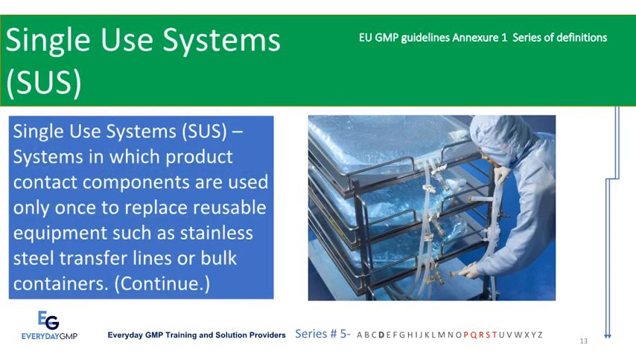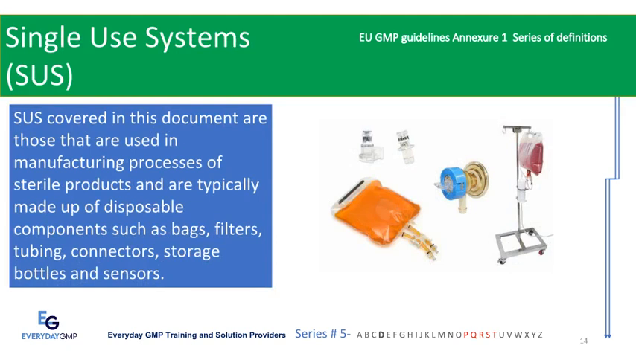Single-use systems, SUS: systems in which product contact components are used only once to replace reusable equipment such as stainless steel transfer lines or bulk containers. SUS covered in this document are those that are used in manufacturing processes of sterile products and are typically made up of disposable components such as bags, filters, tubing, connectors, storage bottles and sensors.